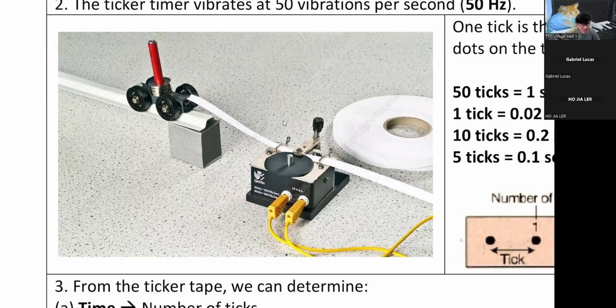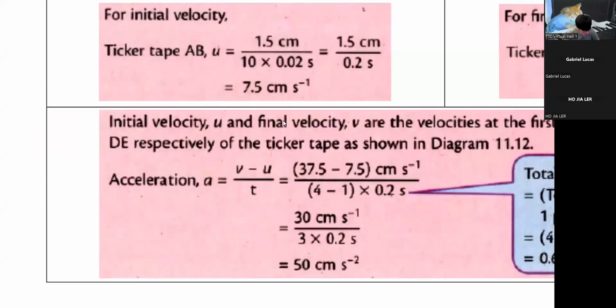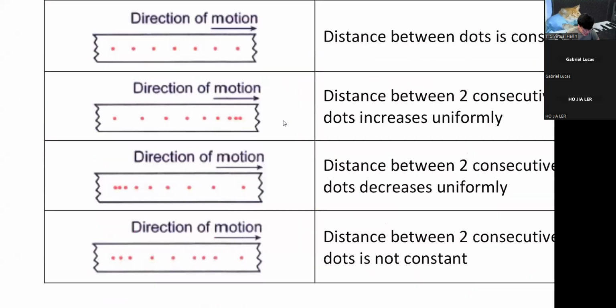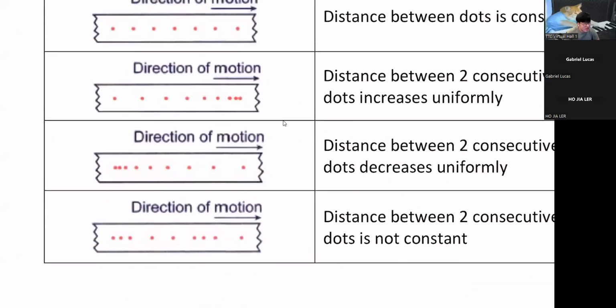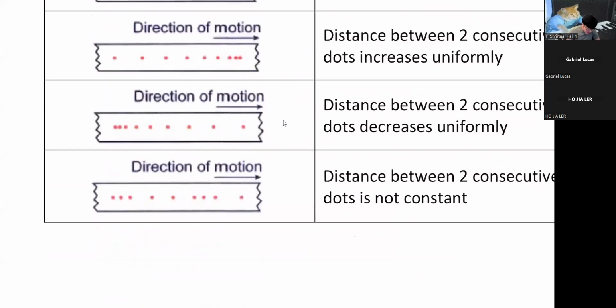So as Gabriel said just now, acceleration or deceleration, it looks like this. Can you see if the dots are getting further apart, then this is acceleration. I'm going from slow to fast. And the reverse, being very far and then becoming closer, closer, closer, this is deceleration.